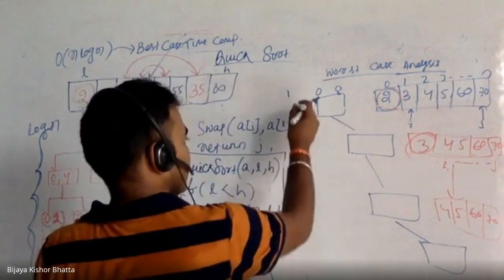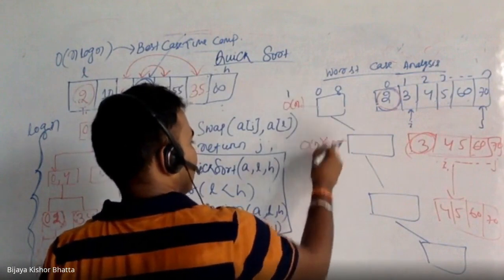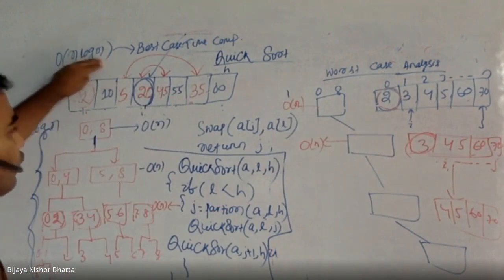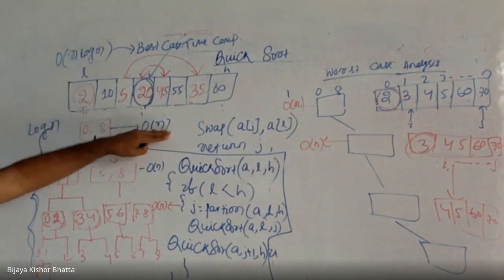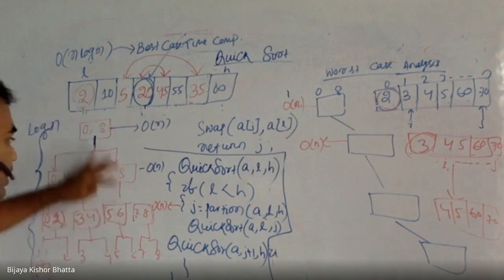This is a partitioning, so this is going to take order of n, right? Earlier the height of the tree was log n, so that's why it was big O of n log n, because n is for every partition, and there are log n number of partitions, right? So that's why.